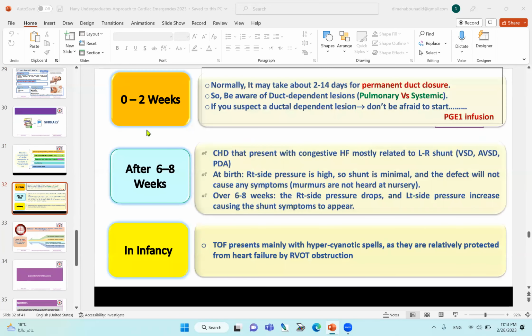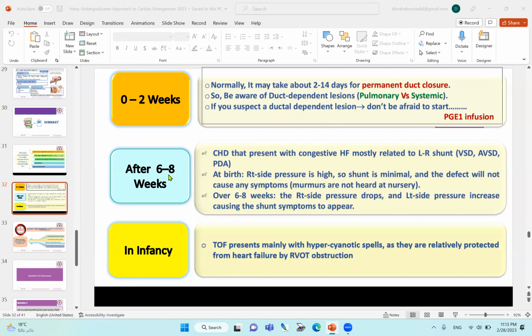In the first 2 weeks of life, normally the duct takes from 2 to 14 days for permanent closure, so be aware of duct-dependent lesions, either pulmonary or systemic. If you suspect a duct-dependent lesion, either carrying blood to the pulmonary or to the systemic circulation, don't be afraid and start the prostaglandin E1 infusion with a balanced dose to avoid its side effects.